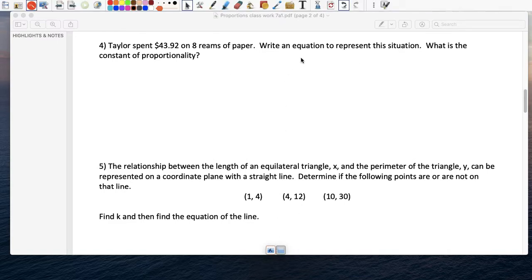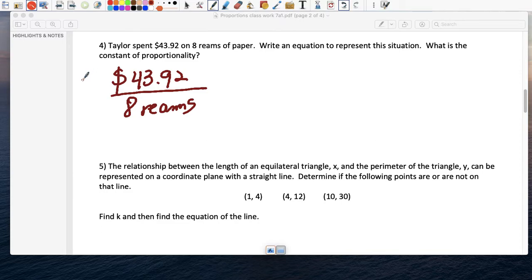Okay, so this one we want to write an equation and the constant of proportionality. So we have $43.92 for 8 reams of paper. So let's write that as a fraction. 8 reams, right? Por 8 reams de papel. This is my y and this is my x. Don't forget that.